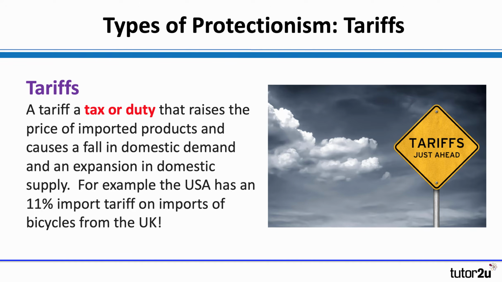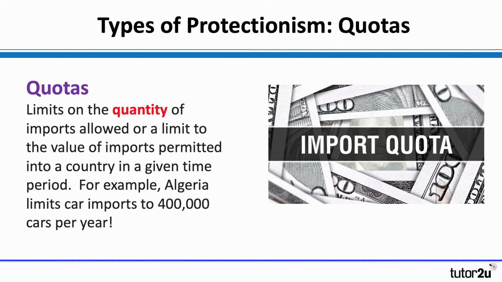And of course, the effect of that is normally to raise the price of those, which in theory causes a fall in demand for those imported products. An example there is the import tariffs that the US imposes on bicycle manufacturers wanting to sell into the US. Lots and lots of different tariffs out there, and similarly, there are also many quotas.